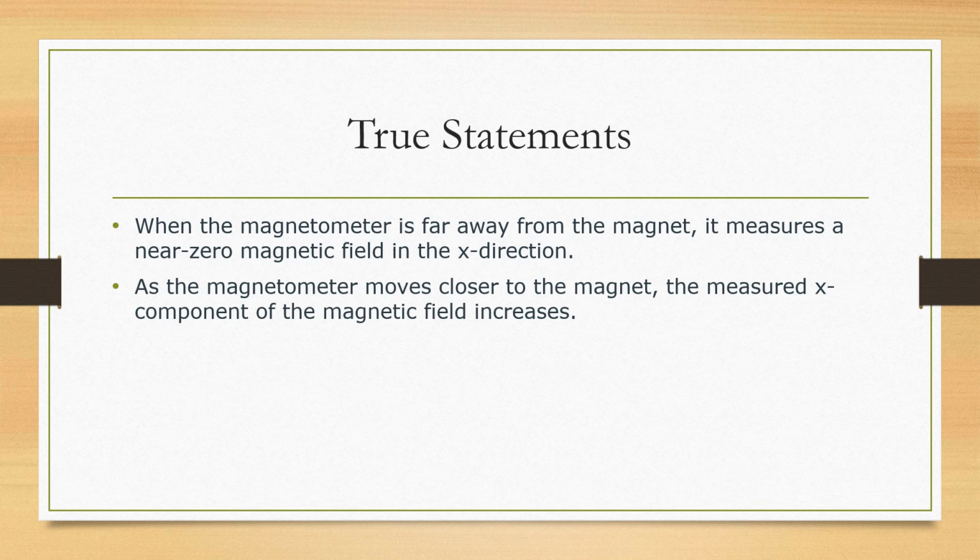These are the true statements it asked for from the lab instructions. The true statements of those four were from when the magnetometer is far away from the magnet, we see a near zero magnetic field. This is because the magnetic field magnitude decreases with respect to 1 over r cubed. So as you get far away, that magnitude of magnetic field drops rather quickly. And as it moves closer, the x component of the magnetic field increases for the same reason.